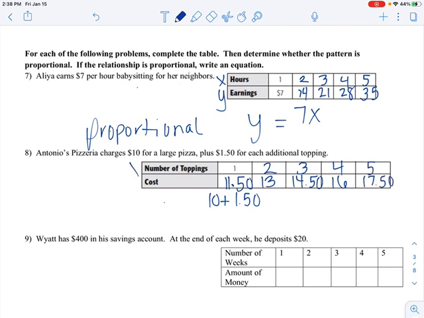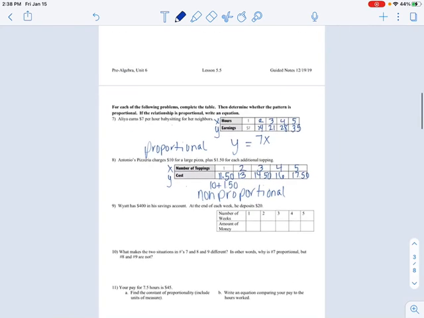And if you do your y divided by your x, you are not going to get the same unit rate. So it's non-proportional, and you cannot make an equation for it. It's because there was an extra there. If it was just $10 per pizza, that would be proportional, but because there's an extra charge of $1.50 for each additional topping, it's non-proportional.